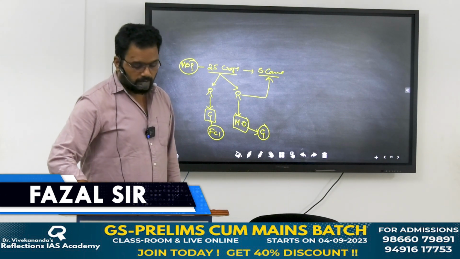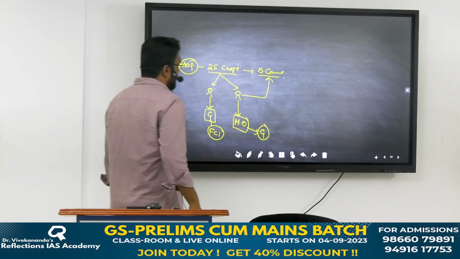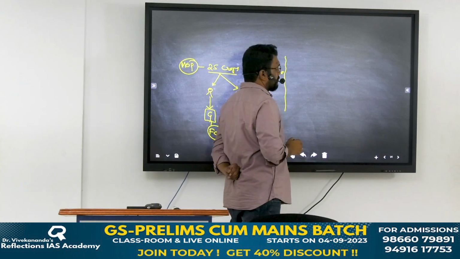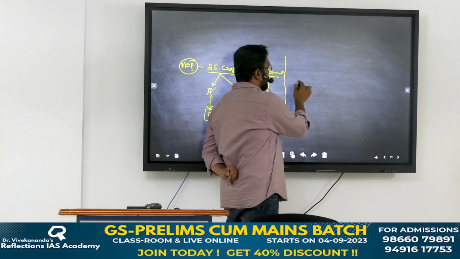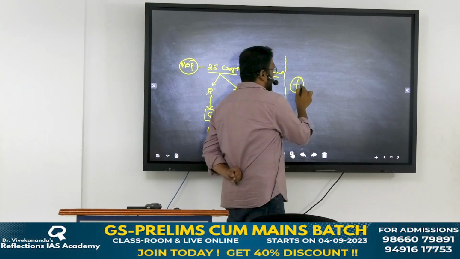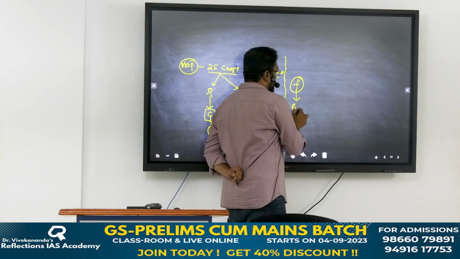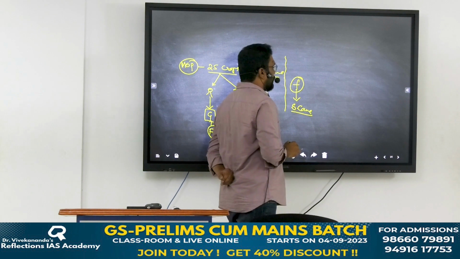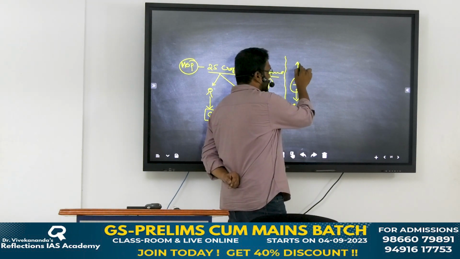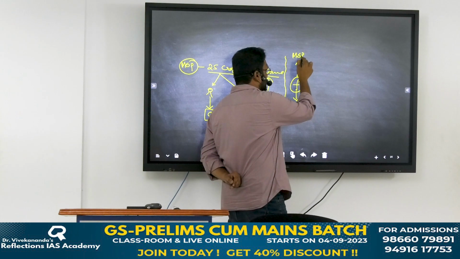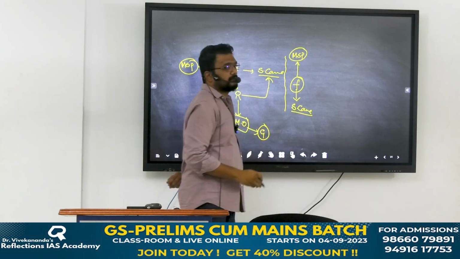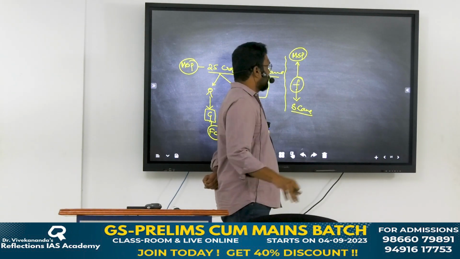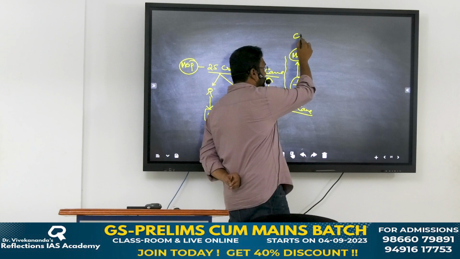So what is the mill owners and the farmer relation and the government relation. Farmers produce sugarcane considering the MSP prices. Who declares MSP prices? CACP.